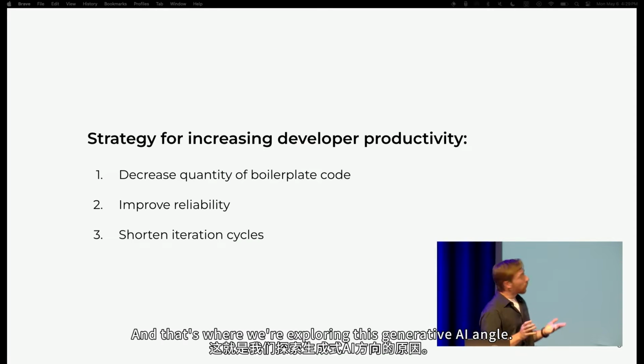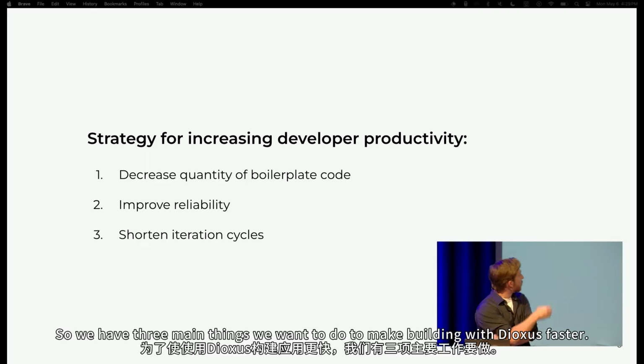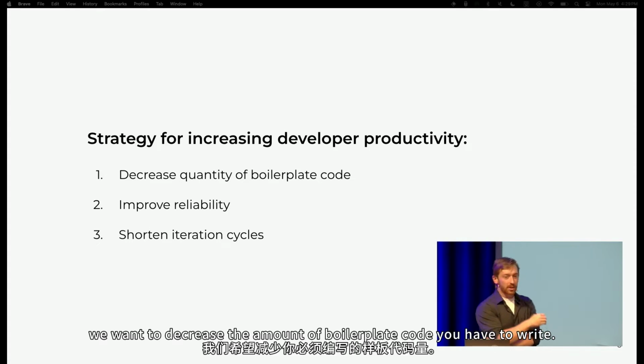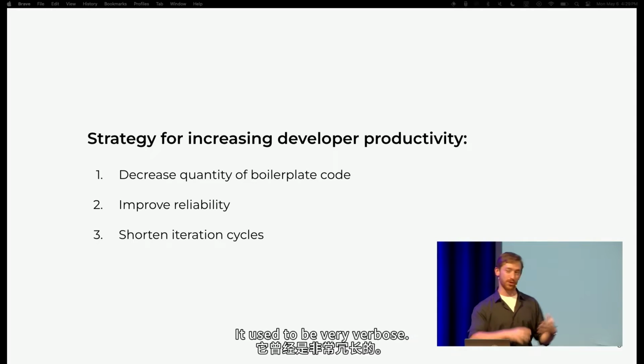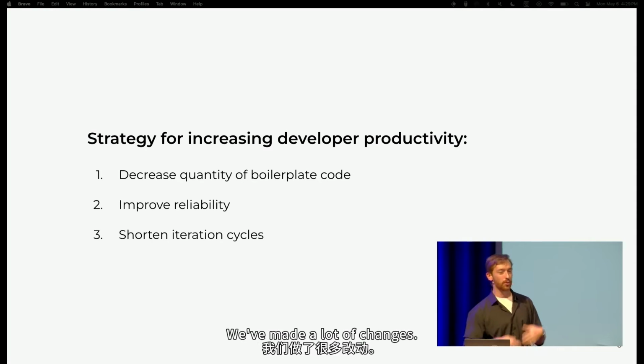And that's where we're exploring this generative AI angle. So we have three main things we want to do to make building with Dioxus faster. Number one, we want to decrease the amount of boilerplate code you have to write. We've done a lot of cutting boilerplate code throughout the library. It used to be very verbose. Things are a lot simpler now. We've made a lot of changes.